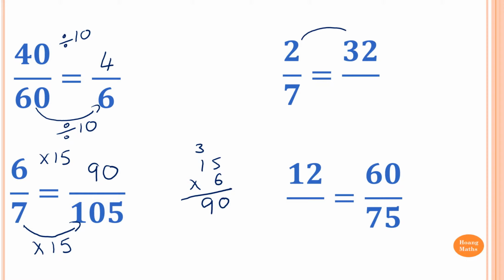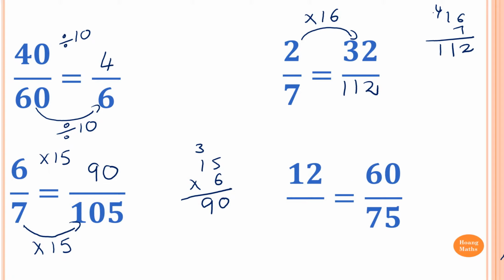2 over 7 is equal to 30 over something. So from 2 to 32 is times by 16, because half of 32 is 16. So therefore, from here to here, we need to times by 16 as well. 7 times 16, so you just go 16 times 7. 7 times 6 is 42. Put 4 on top. 7 times 1 is 7. Add 4 is 11. So therefore, the answer is 112.